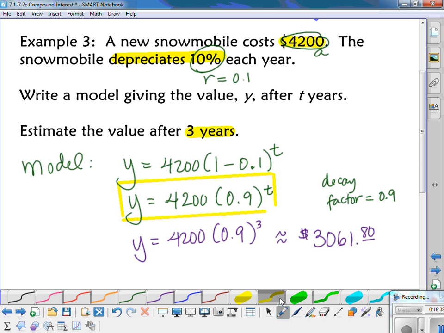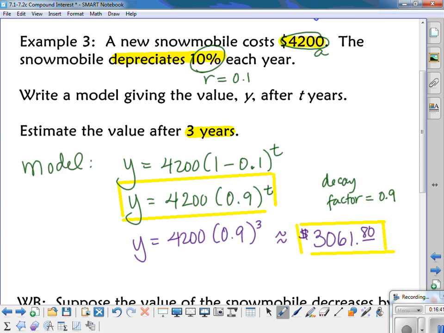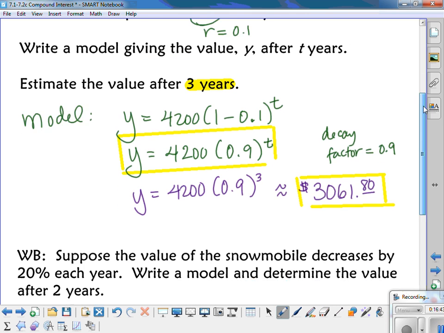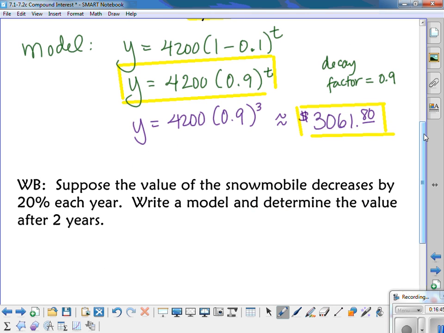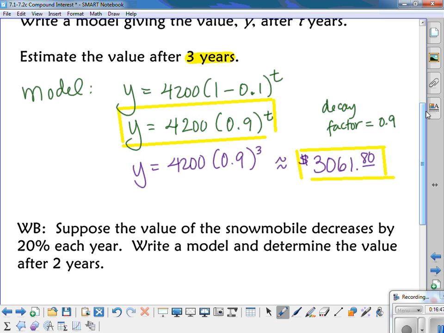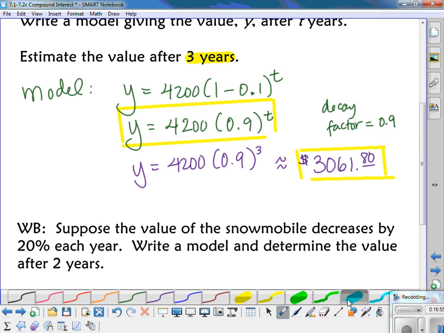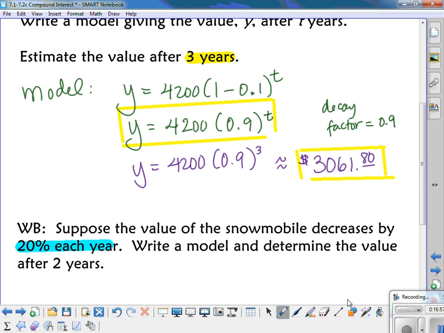Okay. Anybody have a hard time getting that? We're all pretty comfortable with those calculators? Okay. All right, so now we're going to do that same problem, but we're going to change it a little bit. We're going to have the same snowmobile, so how much is it worth? 4,200. And now it's going to decrease by 20% a year. And then we're going to figure out what its value is after 2 years. So I'll let you guys do that on your whiteboards.